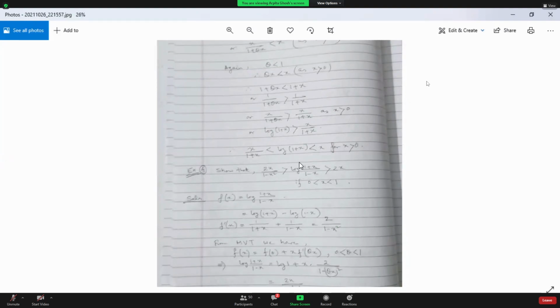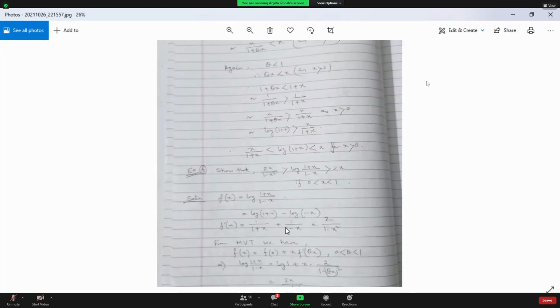f x is log of 1 plus x divided by 1 minus x. Again, the same thing. Since we have to show that log of this lies between two other functions of x, that's why we'll consider this one as f x, and we'll apply mean value theorem on it. Now, log a by b is same as log a minus log b. So this is your log of 1 plus x minus log of 1 minus x. That is your f x. So what will be f dash x?